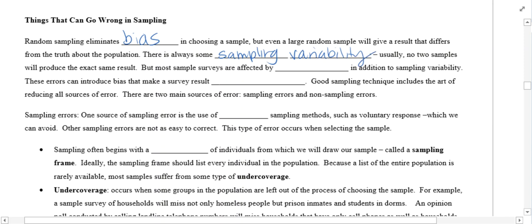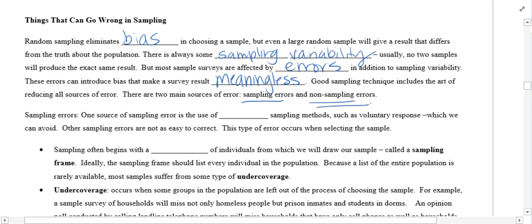Usually no two samples will produce the exact same results, but most sample surveys are affected by errors in addition to sampling variability. Okay. So these errors can introduce bias that make a survey result meaningless. Good sampling technique includes the art of reducing all sources of error. There are two main sources of error: sampling errors and non-sampling errors.